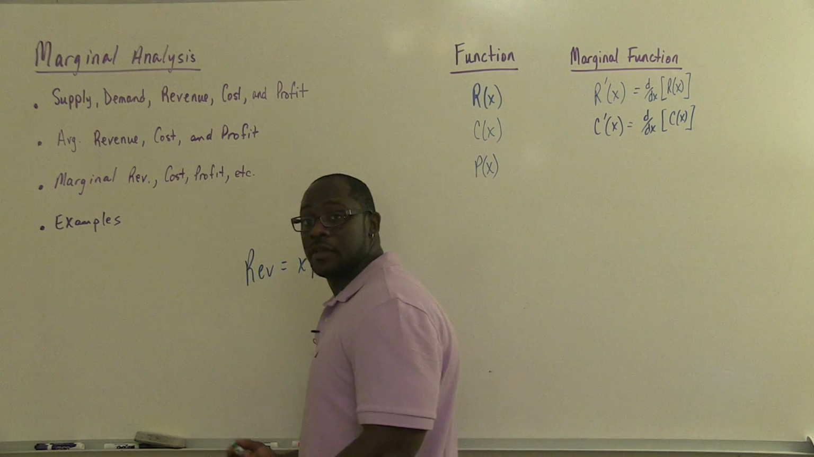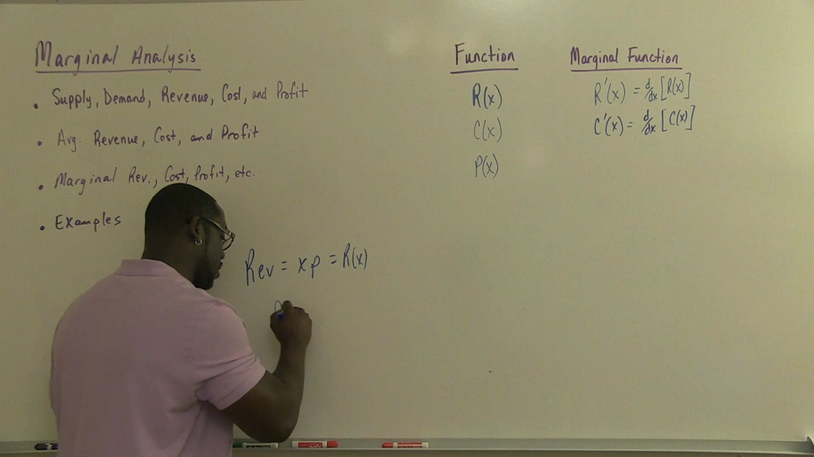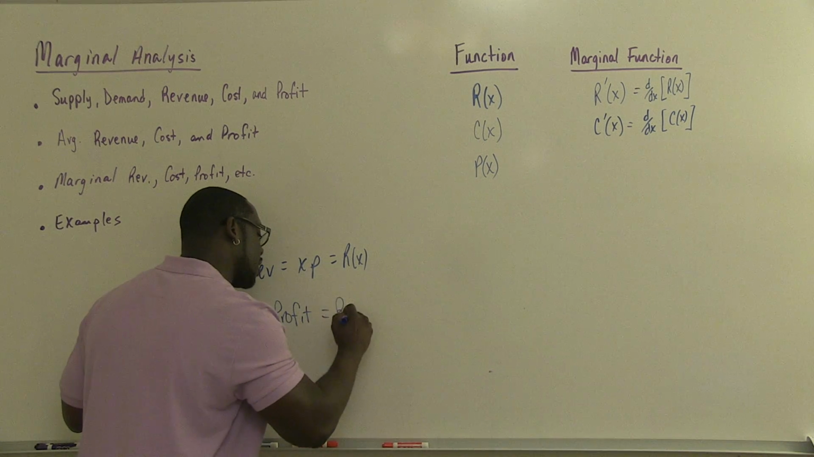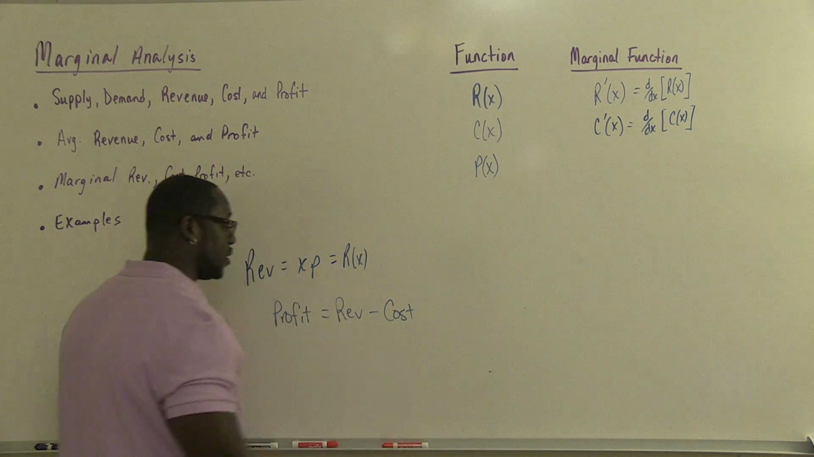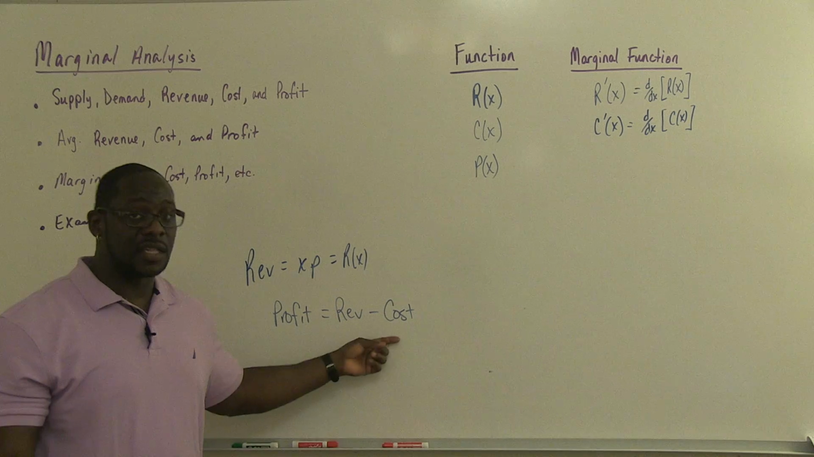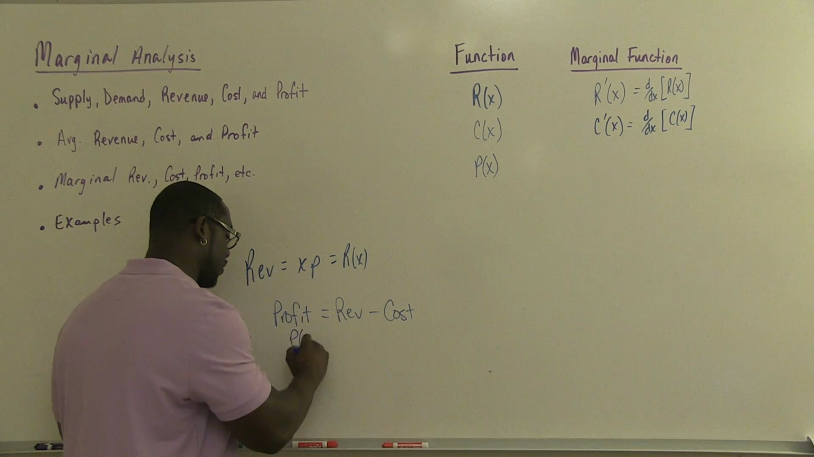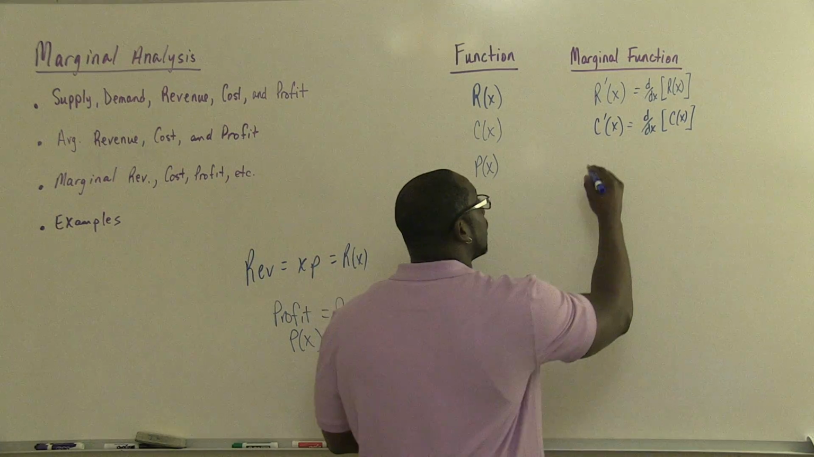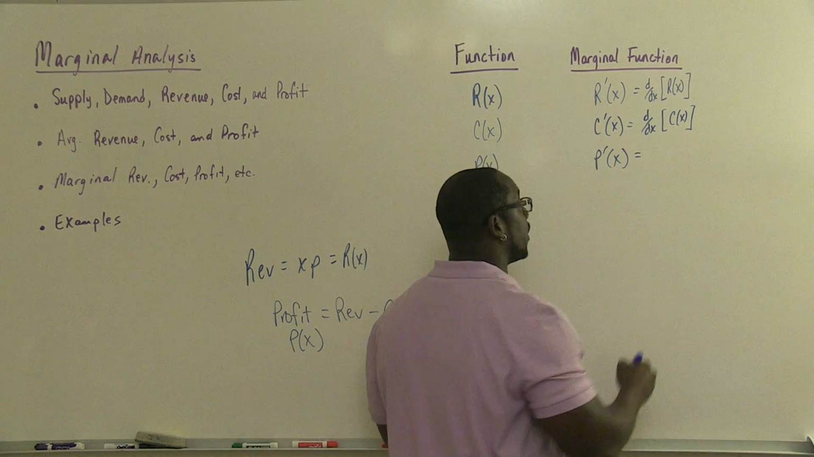For our profit, P of X, we know that profit would just be whatever money we make, which is our revenue, minus our cost. So if we take the money that we make, subtract from that what it costs for us to make the money in the first place, we have profit. And of course, if we call this function P of X, then the marginal function for that would be P prime of X.